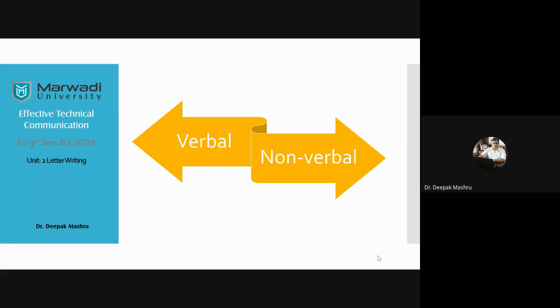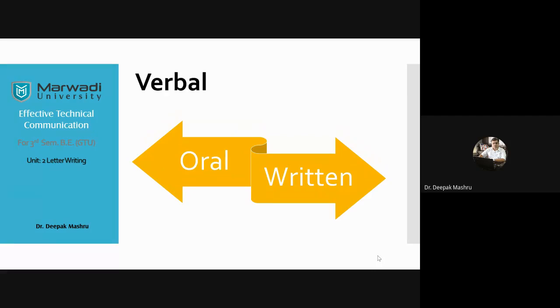In verbal communication, we can further subdivide into two parts. One is oral communication and the second is written communication. Oral means whatever communication we do using spoken words. Any medium or form which has spoken words would fall under the category of oral communication. For example, the way I deliver a lecture in the classroom. Interviews are examples of oral communication. Oral presentations, telephone talk are also types of oral communication. Radio is oral because they speak there, and on television you find people speaking, so that is oral communication.